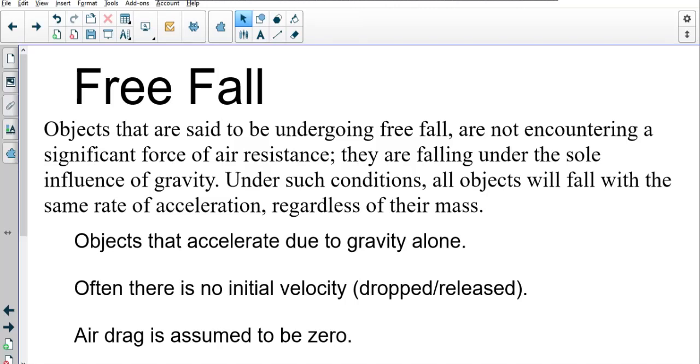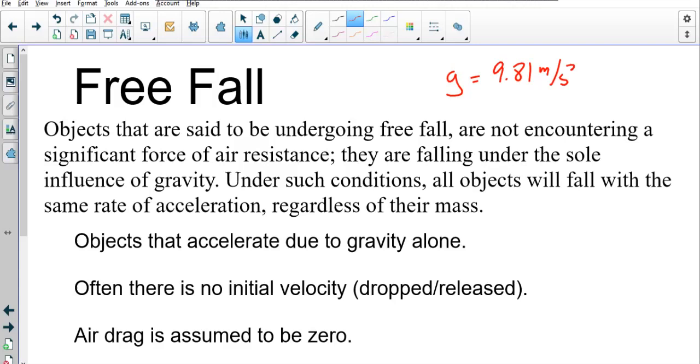So free fall is when an object is accelerating vertically by gravity and only gravity. Very often there's no initial velocity, so in a lot of these problems you're going to hear an object was dropped or released from rest or just released. The point being is there's no acceleration other than gravity. And of course gravity has a value, g is equal to 9.81. So your acceleration of gravity is equal to 9.81 meters per second square.